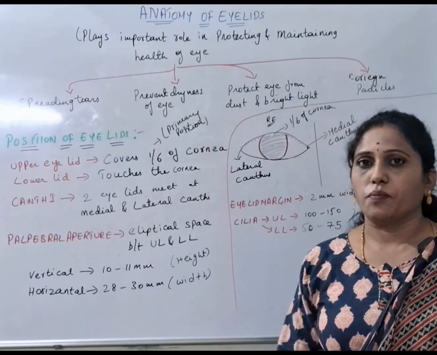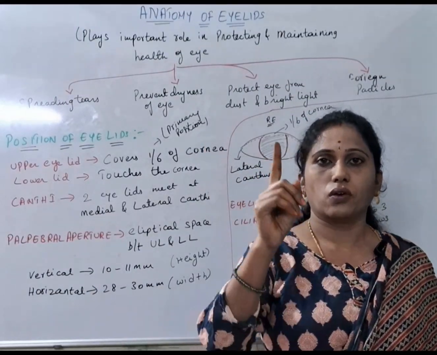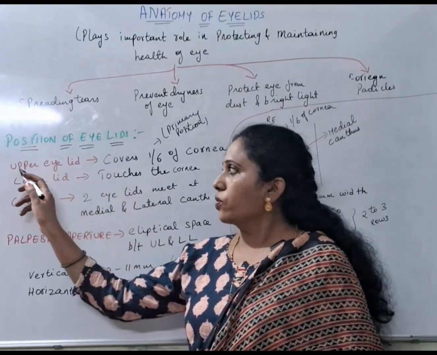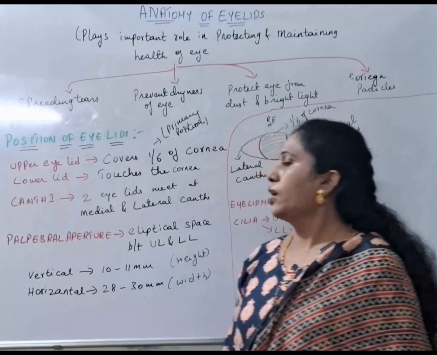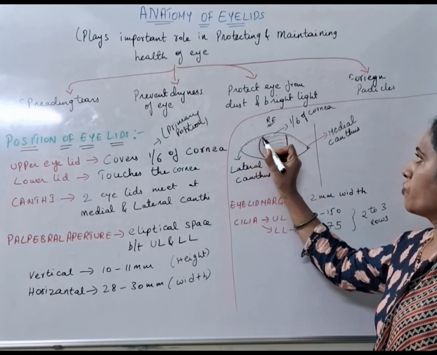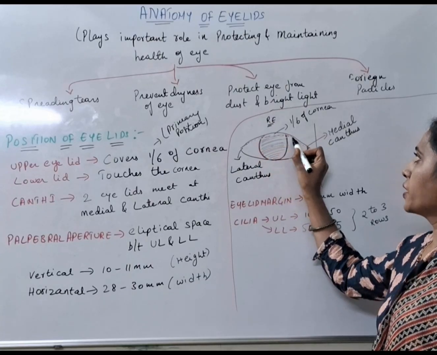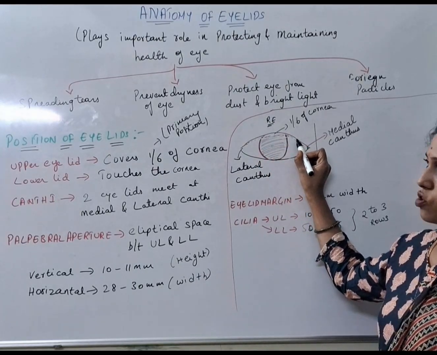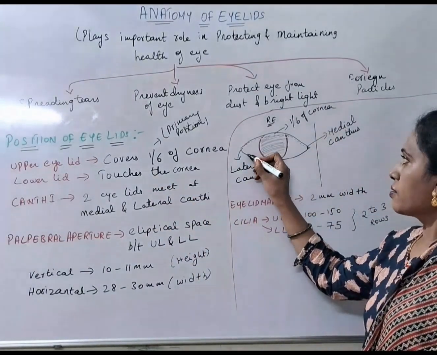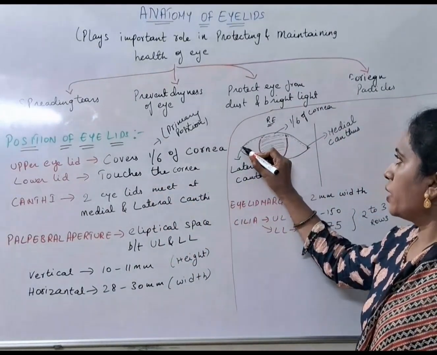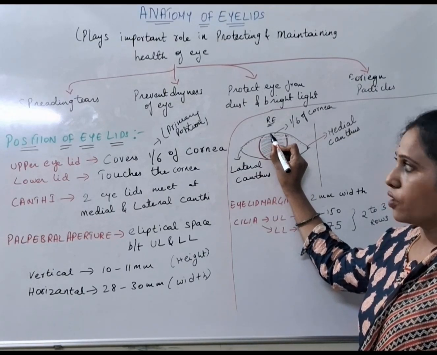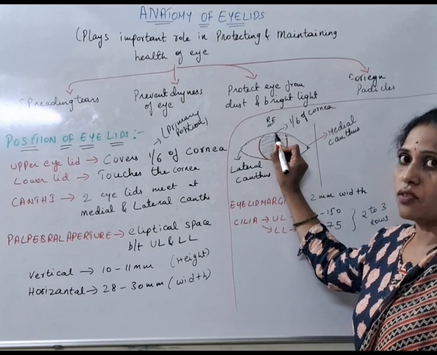Next, coming to the position of the eyelids. The primary position is whenever you are looking straight. Whenever you are looking straight, the upper eyelid should cover 1/6 of the cornea. That means the upper 1/6 of the cornea should be covered by the upper eyelid in the primary position. And the lower eyelid simply touches the cornea. If it is not covering, then it is not normal.